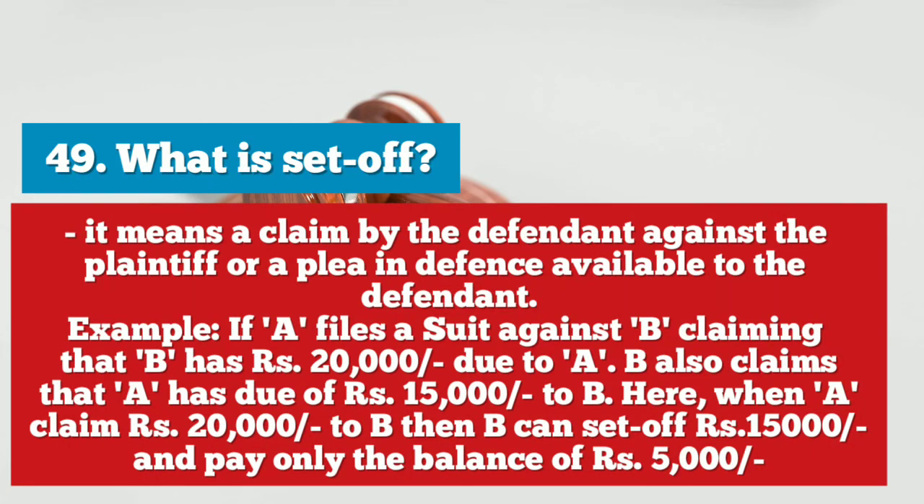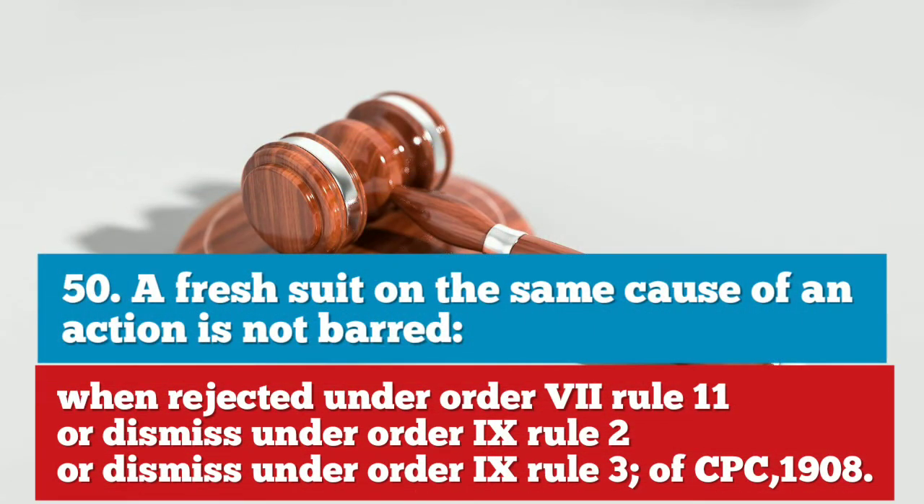Question 49. What is set off? It means a claim by the defendant against the plaintiff or a plea in defense available to the defendant. Example: A files a suit against B claiming that B has rupees 20,000 due to A. B also claims that A has due of rupees 15,000 to B. Here, when A claims rupees 20,000 from B, then B can set off rupees 15,000 and pay only the balance of rupees 5,000.